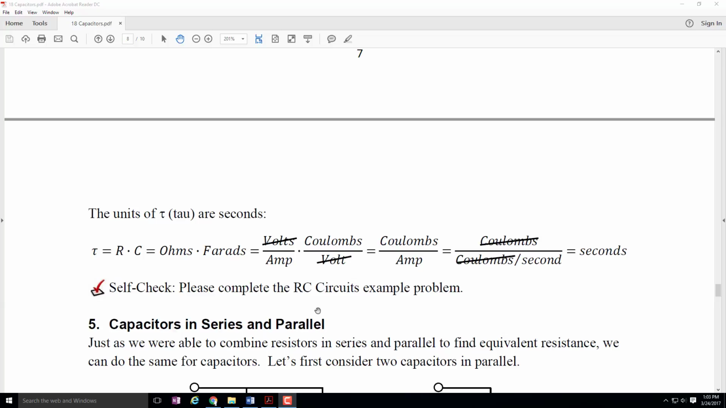So that's a lot of ground to cover. It's time for you to look at an example problem on RC circuits now, where you can look at a particular circuit, figure out the time constant, figure out what the equation is going to be for the exponential decay, and then say at a certain time, find out how much voltage remains on the capacitor.